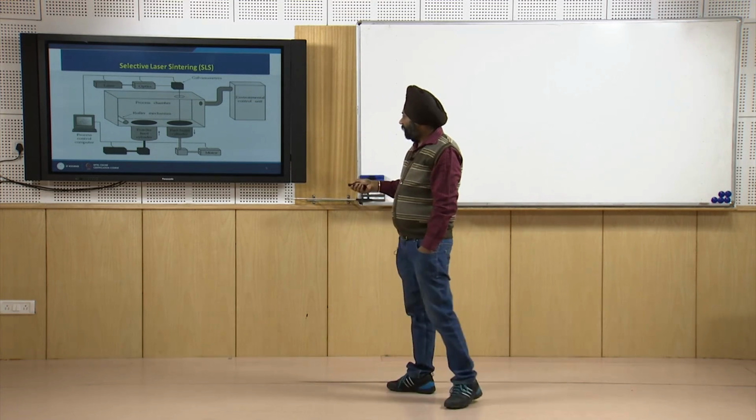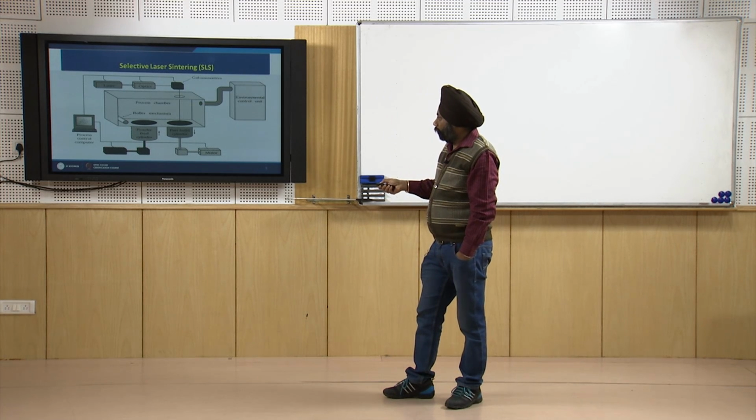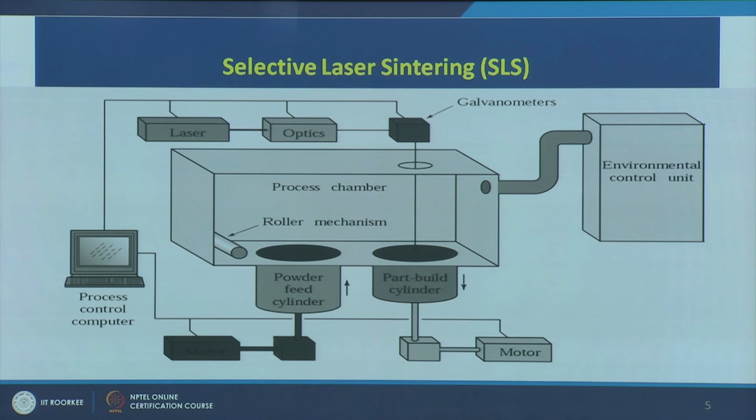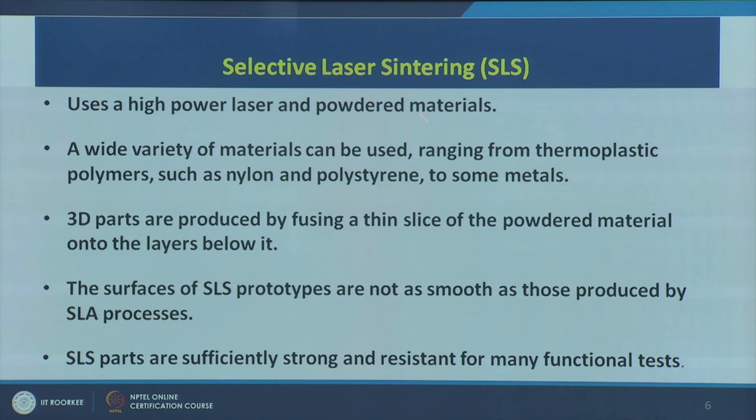So here we have the powder feed, input will come from here, a roller mechanism to ensure the spreading of the powder, and then the optics will sinter the powder accordingly. Let us now read quickly how selective laser sintering is done. It uses a high power laser and powdered materials.